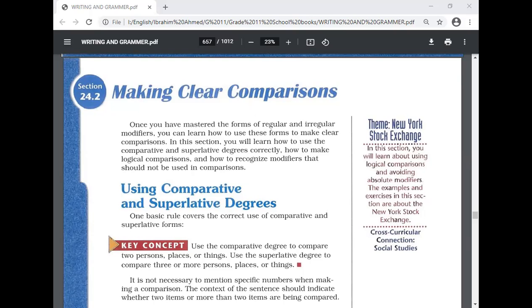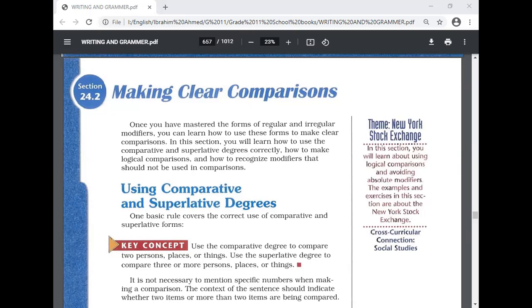And when we talk about adverbs, we said that all the adverbs, or almost all the adverbs ending in ly, we make the comparative by adding more before the adverb and most before the adverb in the superlative. For example, easily, more easily, most easily.